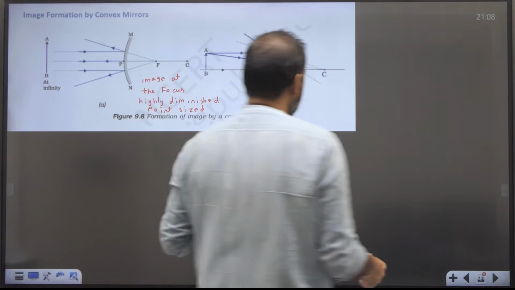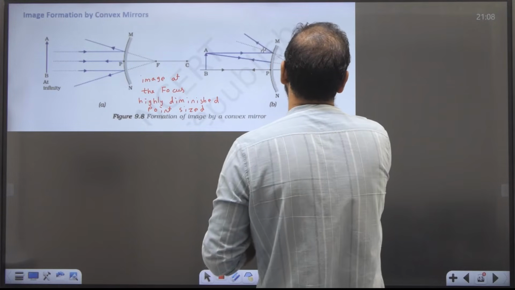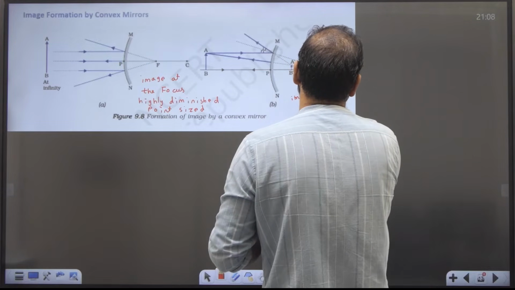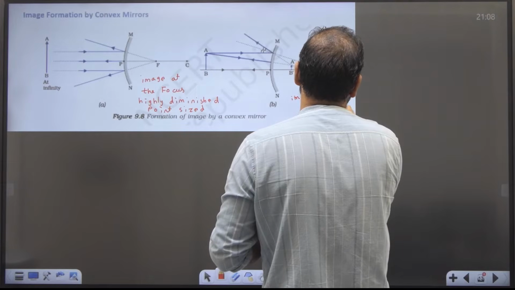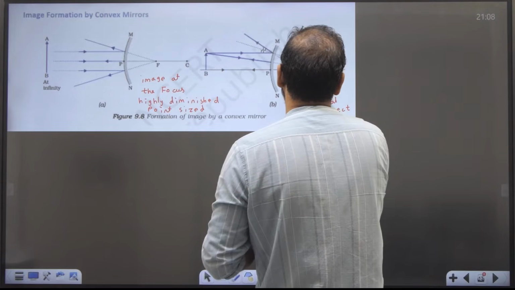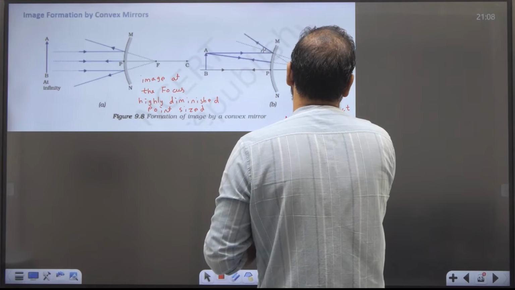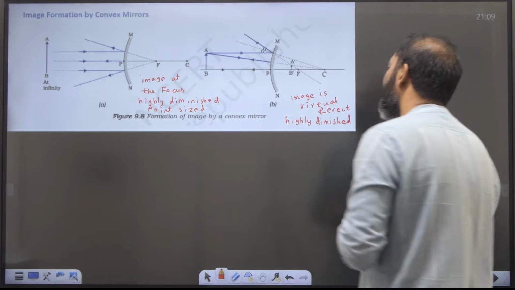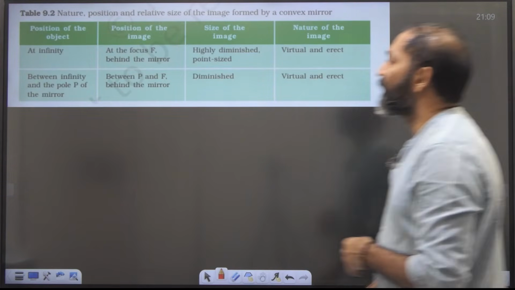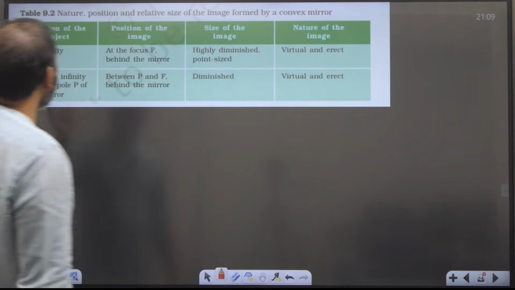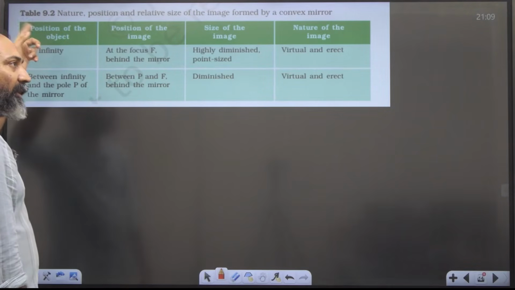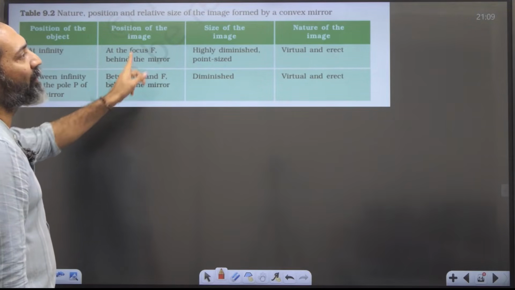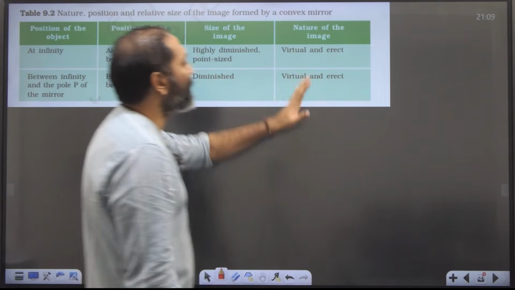Then here what happens? Image is virtual and erect, highly diminished. Where is image formed? Behind the mirror. See, here object is placed between infinity and pole. First case is at infinity. Second case, between infinity and pole, where image is formed between pole and principal focus. Diminished, virtual and erect.